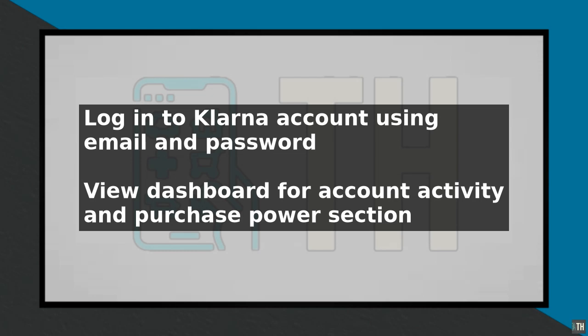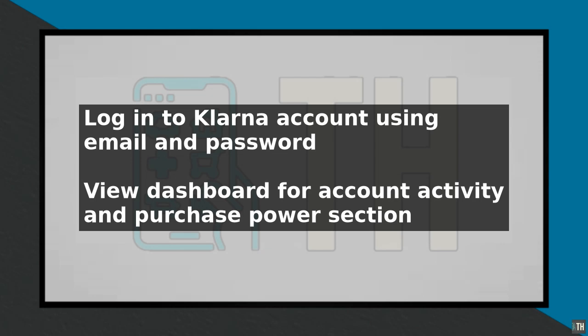To start, log in to your Klarna account using your email address and password. Once you are logged in, you will see your dashboard, which provides an overview of your account activity. Look for the Purchase Power section, which is usually displayed prominently on the dashboard.